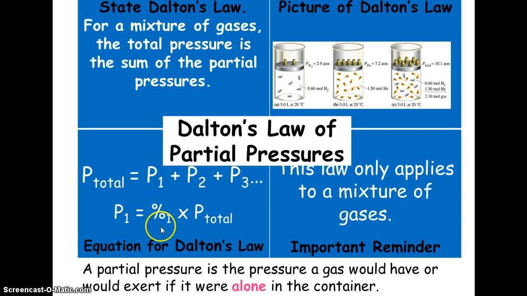We can also talk about percentages. So the pressure of gas 1 is equal to the percentage of gas 1 times the total pressure. And we'll talk about how we can apply this equation in a few minutes. But for now, know that Dalton's law only talks about a mixture of gases, when we're talking about pressures of multiple gases in the same container.